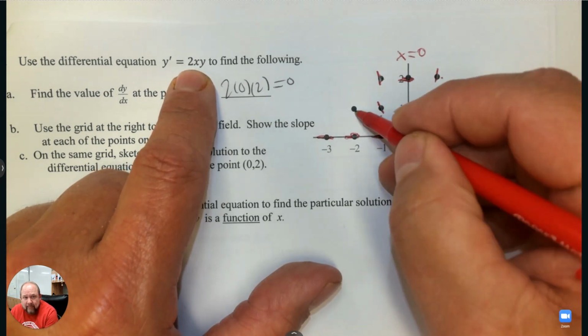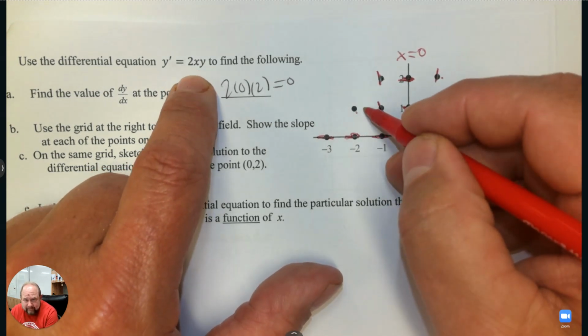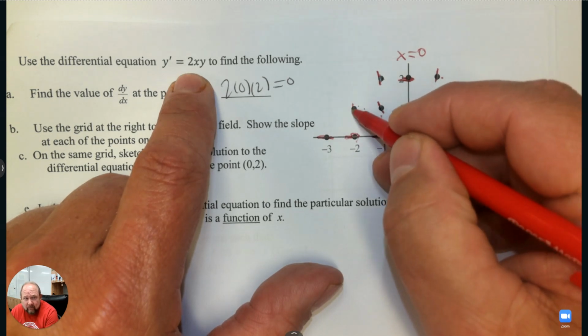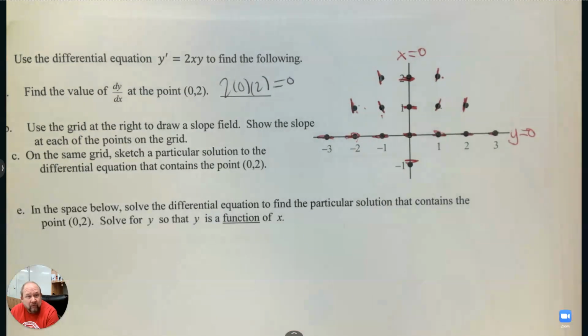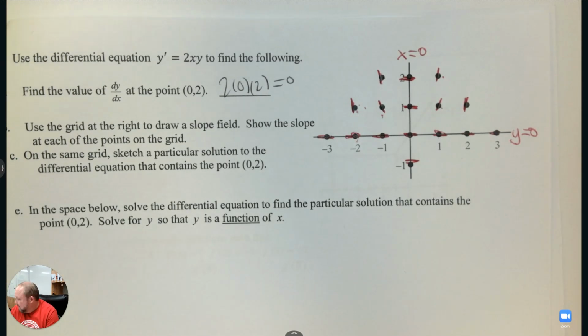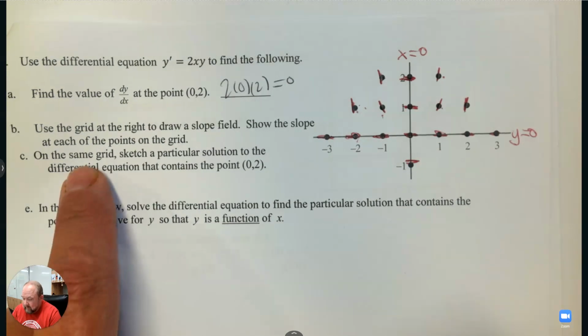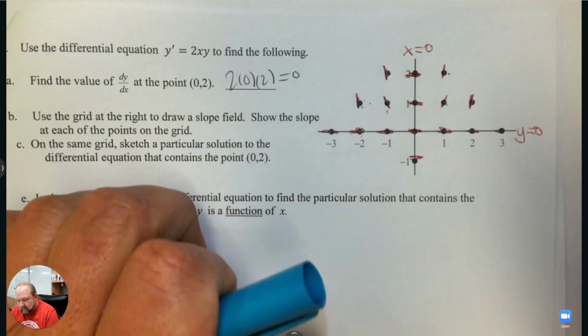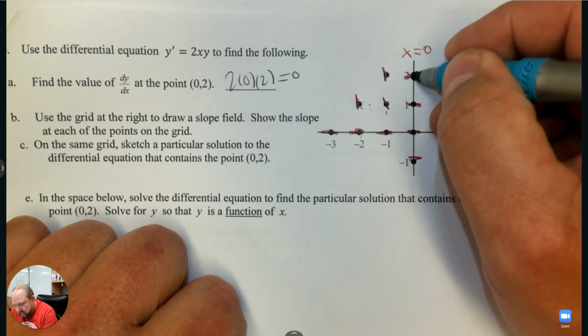A little steeper. Negative 2 and 1. 2 times negative 2 is negative 4 times 1. That's negative 4. All right, and I finished the slope field. Then I want to draw on it. So here we go. So it says, on the same grid, sketch a solution through 0, 2. So here's 0, 2.